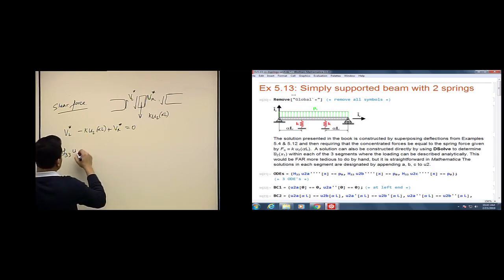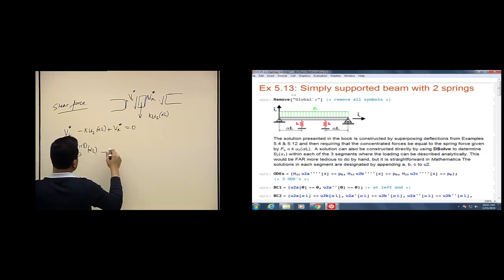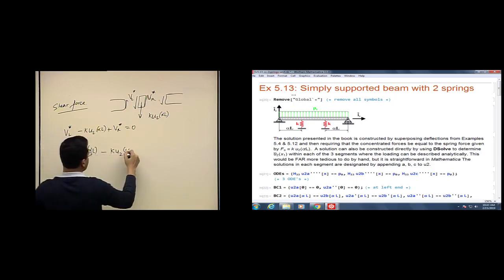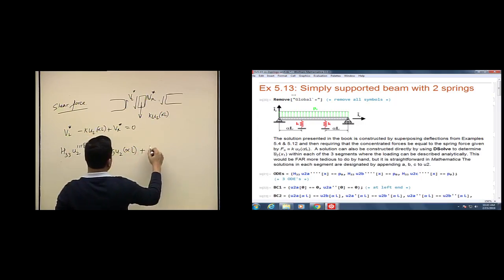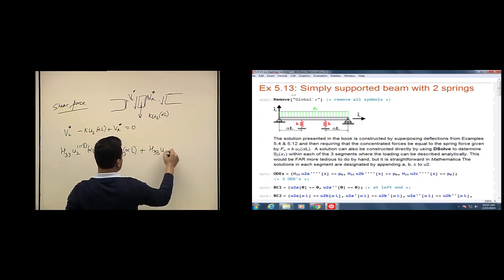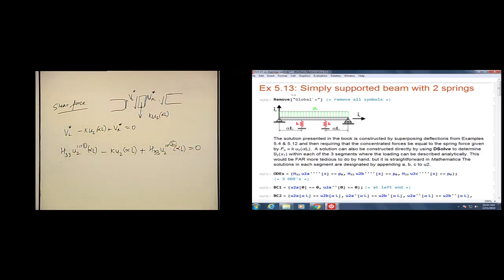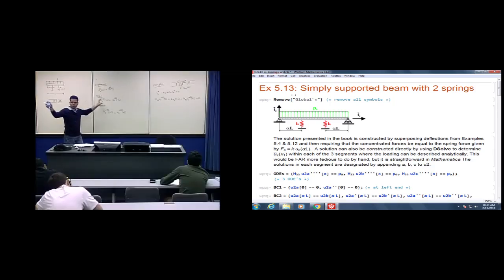H33 U2 triple prime for 1 at alpha L minus KU2 alpha L plus H33 U2 triple prime for the second part at alpha L is equal to 0. So that there you go. You have your 4th equation. You have 3 equations here and 2 equations on each end, right? So you have a complete system to solve.